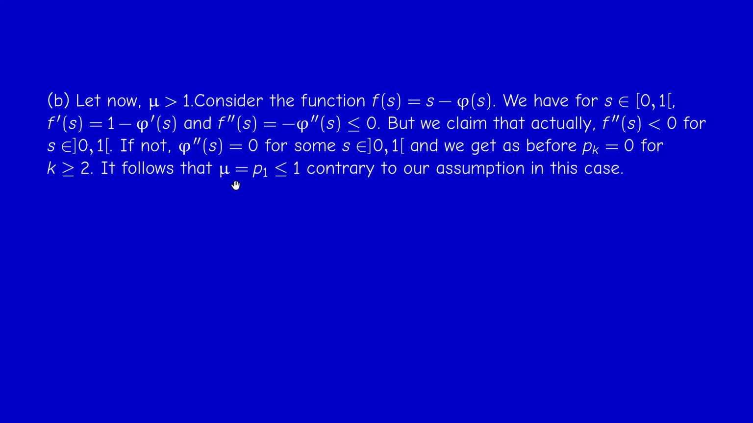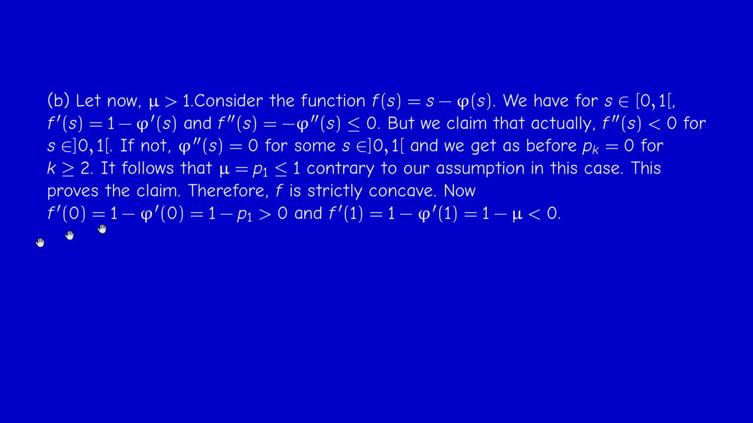So therefore, what do we have? So we have mu is p1, which is less or equal than 1, right? But we are assuming that mu is bigger than 1. So mu is what? Mu is 0 times p0 plus 1 times p1 plus 2 times 0 plus so on. Okay, so we have a contradiction. Therefore, f double prime is strictly less than 0. Therefore, f is strictly concave.